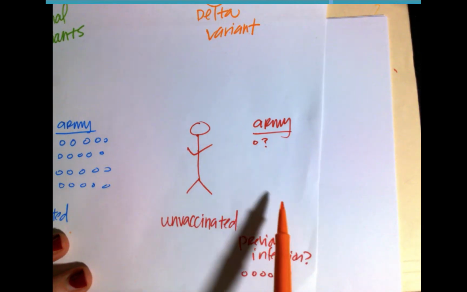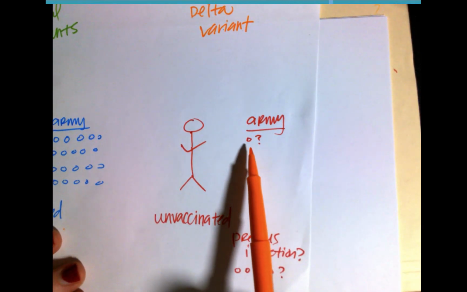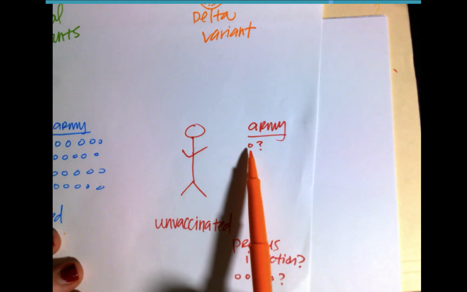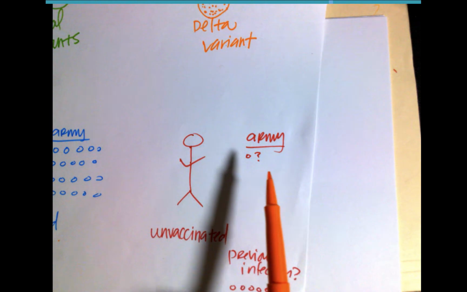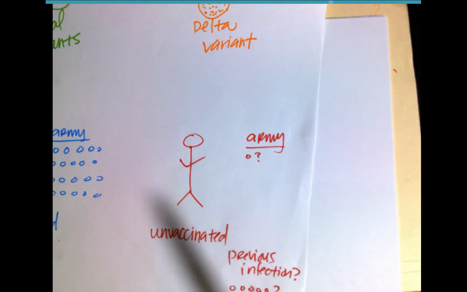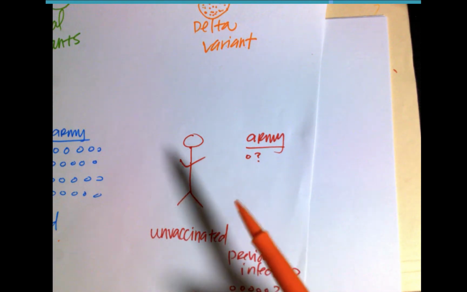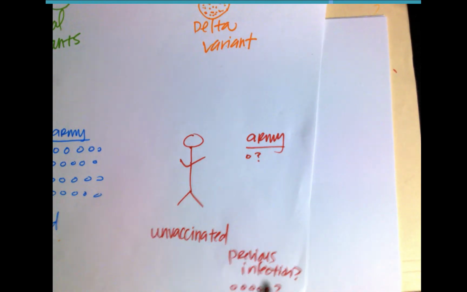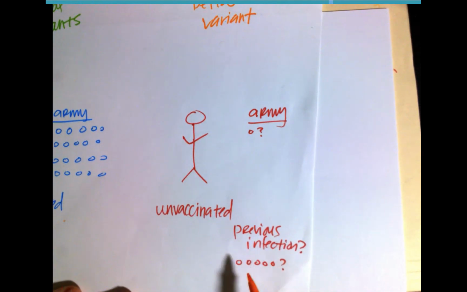So here you have an unvaccinated person. Their army is hardly anything. And the reason why I have one here is this is just to represent your innate immune system, because you have one that you're born with, and then you also have one that you acquire, things that we've gotten over the years as we grow up, right? Now, did you have a previous infection? Maybe you'll have a small army.